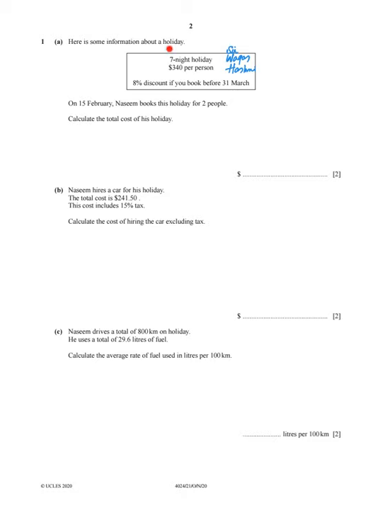Some information about the holiday is given. 7-night holiday, $340 per person. 8% discount if you book before 31st March. On 15th Feb, Naseem books this holiday for 2 people. Calculate the total cost of his holiday.